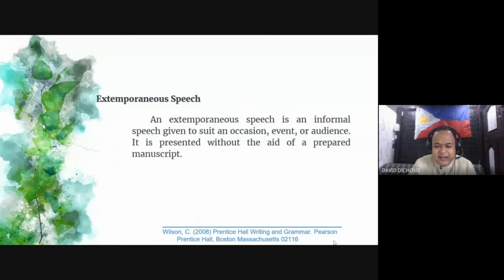It says here, you speak without preparation. It's somewhat challenging, but it shows the capacity of the speaker. It shows the real identity or personality of that speaker.